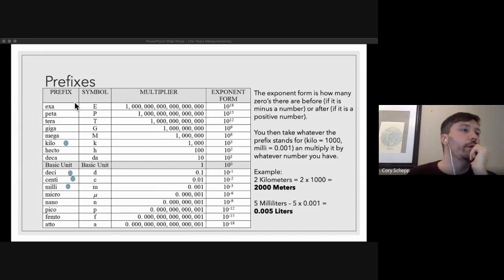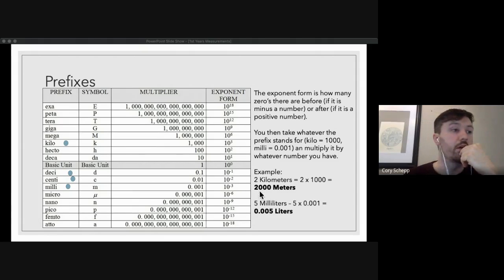So over here, it says the exponent form is how many zeros there are before, if it's a minus number, so down here, or after if it's a positive. So for example, I'll skip down to here. If you have something like 2 kilometers, so that's one of the ones you took down, all it says is you take whatever the prefix stands for. So we know that kilo stands for 1,000. Multiply it by whatever number you have. So if you have 2 kilometers, you multiply that by the prefix kilo, which means 1,000. So 2 times 1,000 equals 2,000 meters.